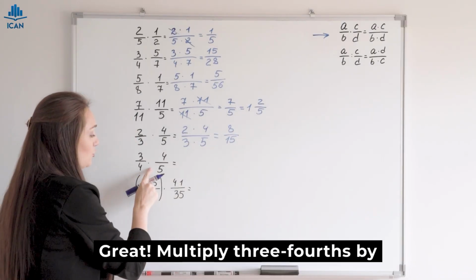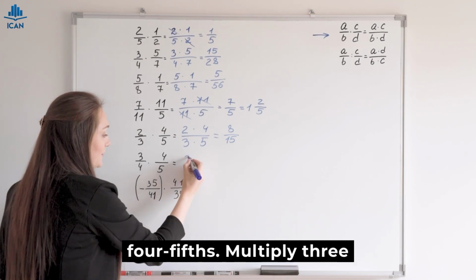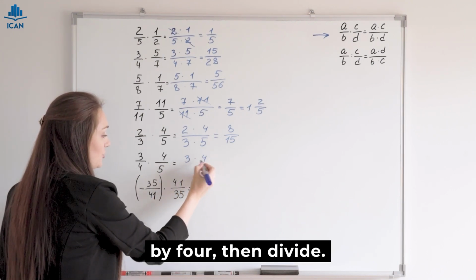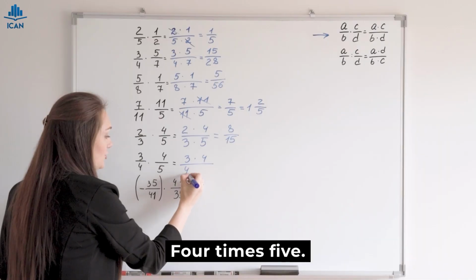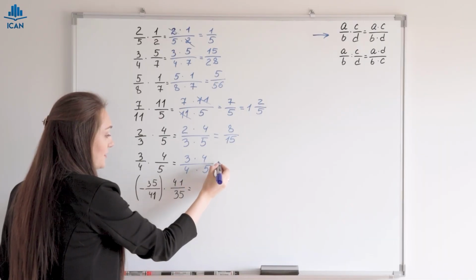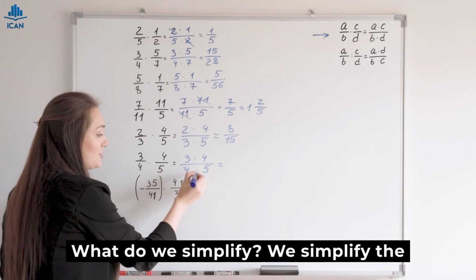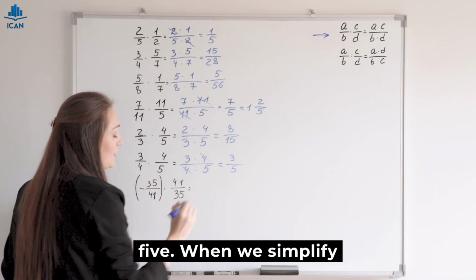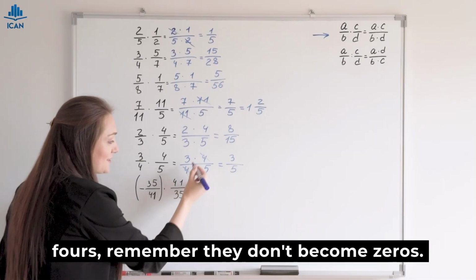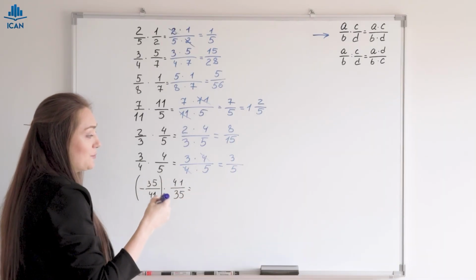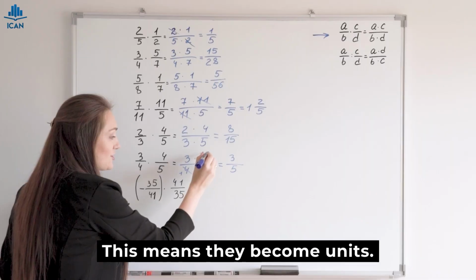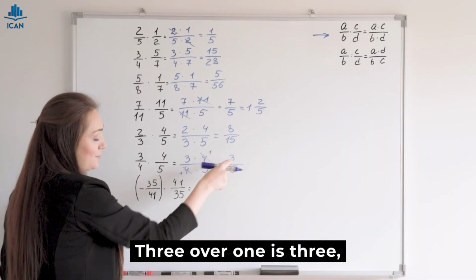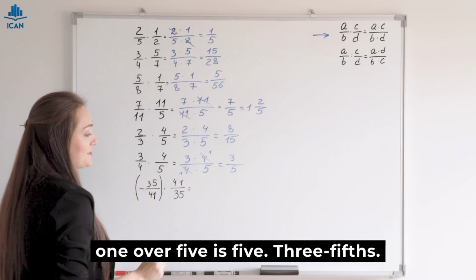Great. Multiply 3/4 by 4/5. Multiply 3 by 4, then divide, 4 times 5. What do we simplify? We simplify the 4's. 3, 5. When we simplify 4's, remember they don't become zeros. This means they become units. 3 over 1 is 3, 1 over 5 is 5, 3/5.